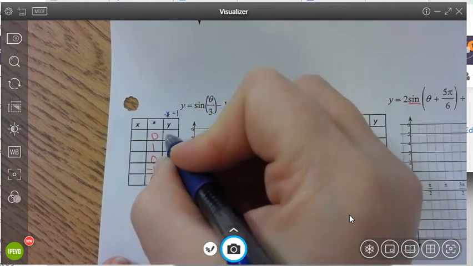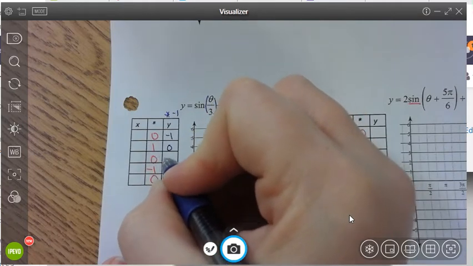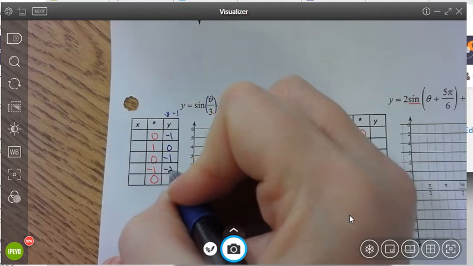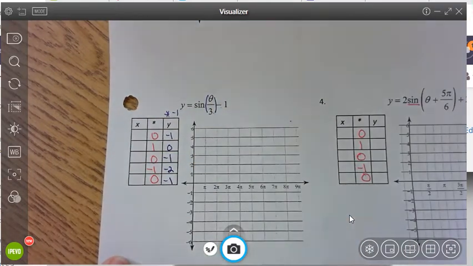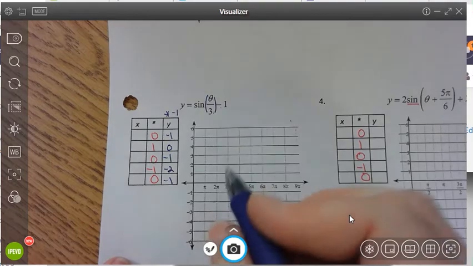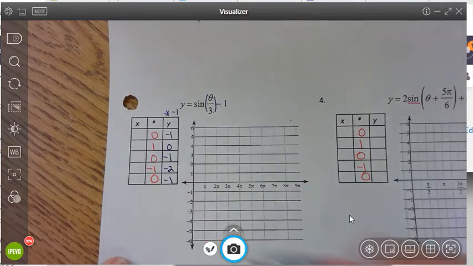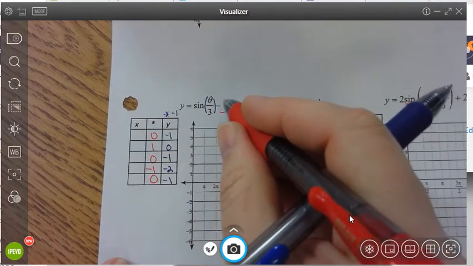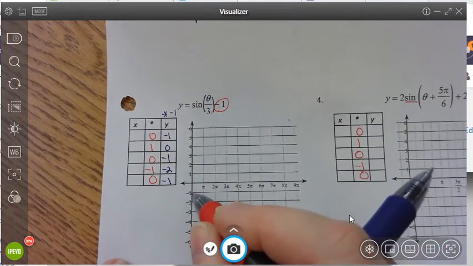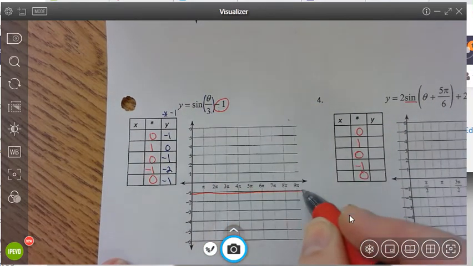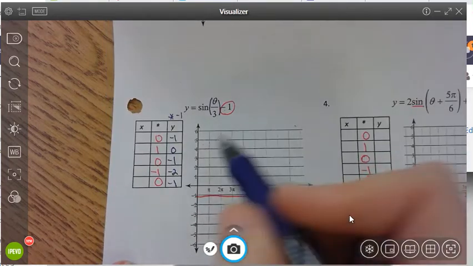So I'm going to take 1 away. Puts me at negative 1, 0, negative 1, negative 2, negative 1. I've already got all of those numbers done. That also means that down here, because this is a negative 1, this is going to be my midline. It's going to be centered there.